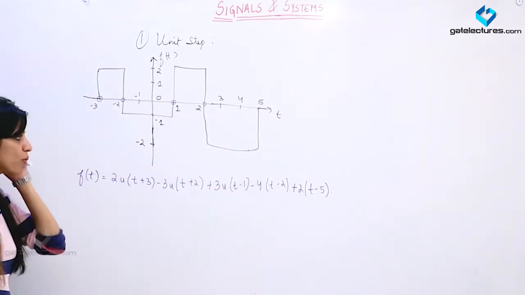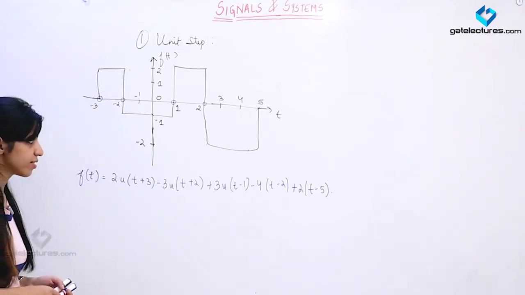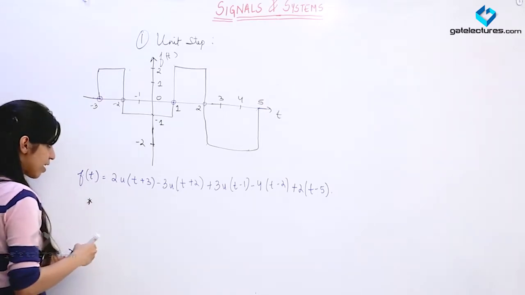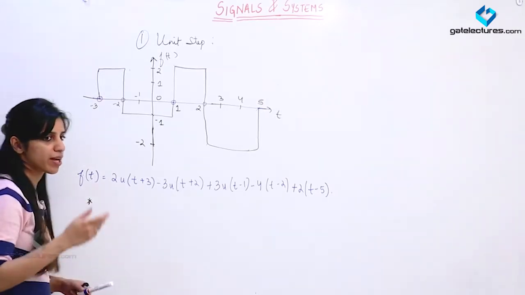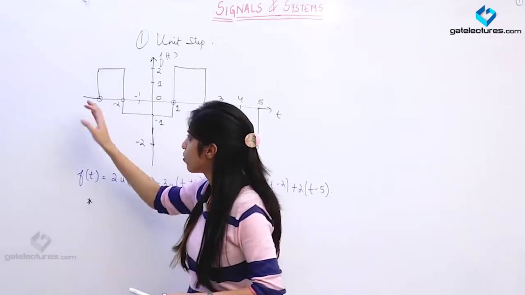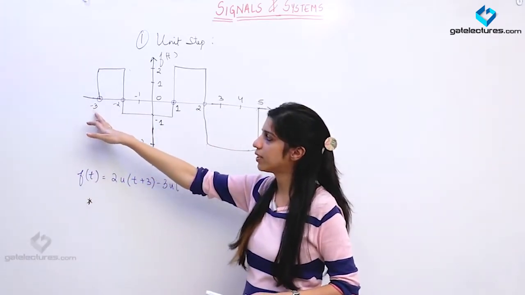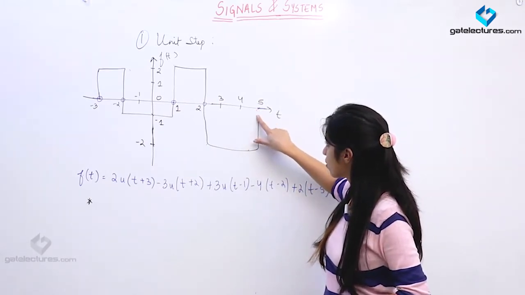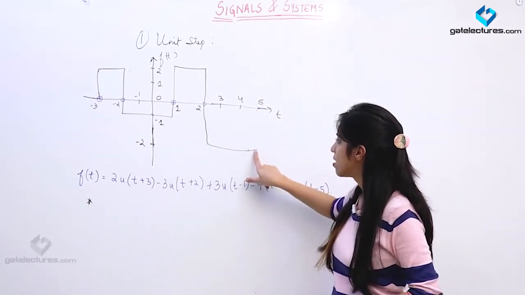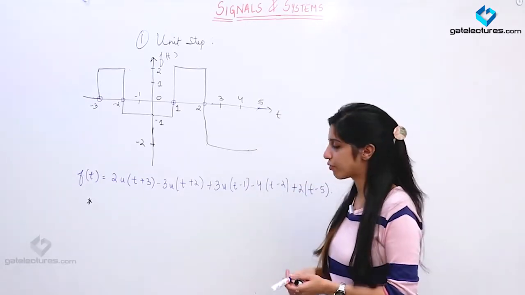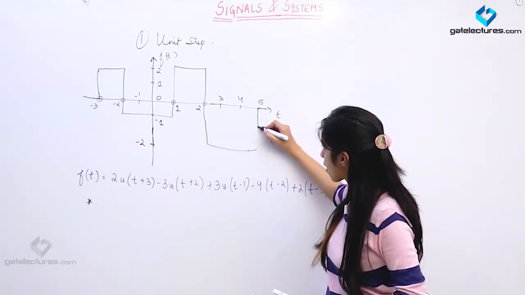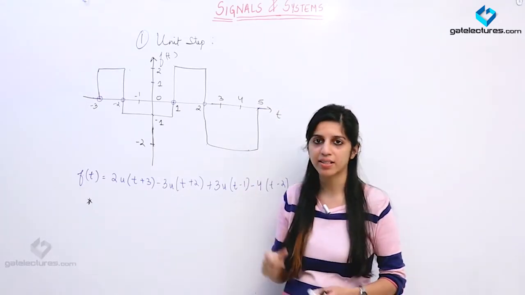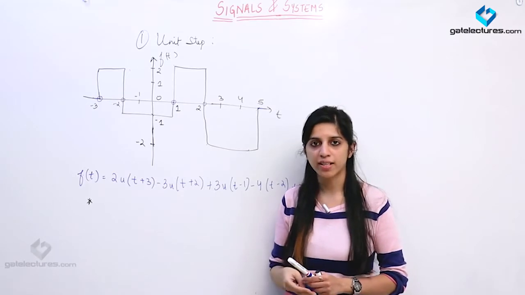Now there is one way to verify whether you have represented the signal correctly or not. If a signal is of finite duration, you can note that the signal is lying only between t is equal to -3 to t is equal to 5. If this line was not there, the signal would continue till infinity, and the duration of the signal would not have been known. But here you can see that the signal lies between t is equal to -3 and t is equal to 5. The signal is of finite duration.